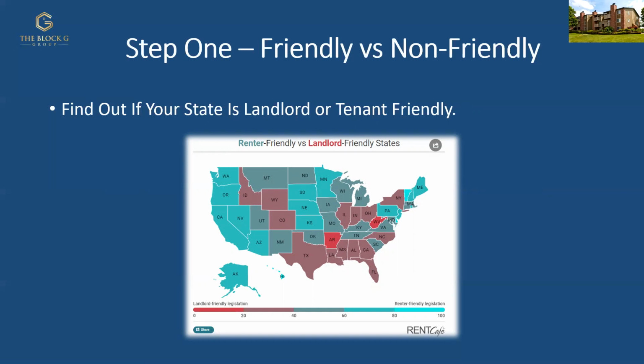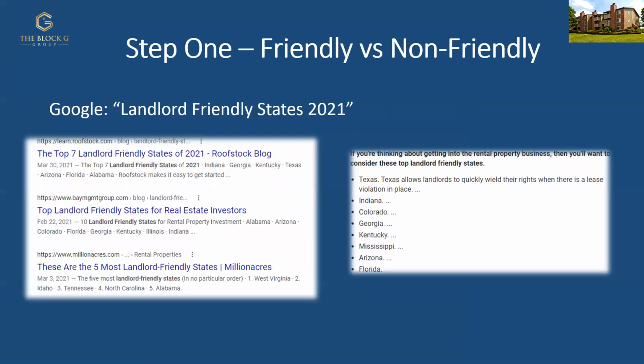Okay, so how we find these states is basically we search the internet, our best friend, right? You just put in landlord-friendly states and the year that you want to look for. It'll come up with several different sites: real estate blogs, real estate companies, property management companies, with a list of landlord-friendly states. You're going to get a list on the right there of all the different states that are landlord-friendly.